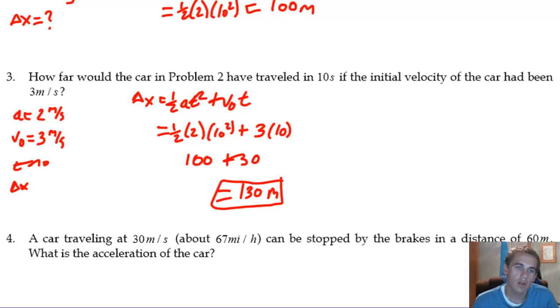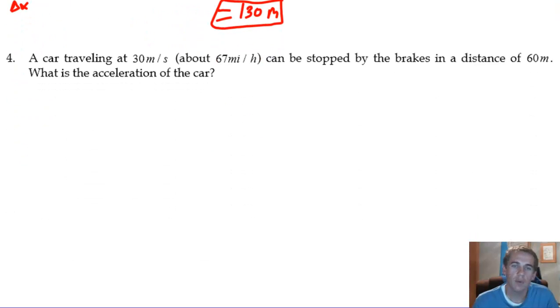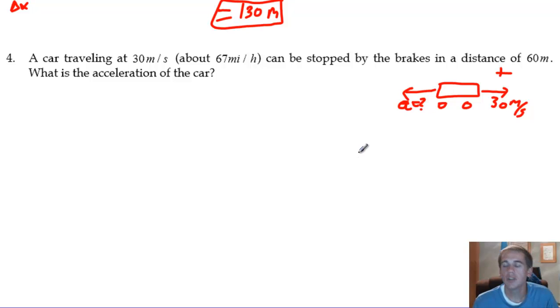Okay. Alright. And finally, number 4. A car traveling at 30 meters per second can be stopped by brakes in a distance of 60 meters. What is the acceleration of the car? Again, we need to draw a little picture so we know what's going on. I've got a car, and it's traveling this way at 30 meters per second. It's going to brake, which means it's going to accelerate this way at some acceleration. Don't know what it is. But this is my positive direction, so I know what's going on. It's going to travel to the right 60 meters because it is moving that direction.